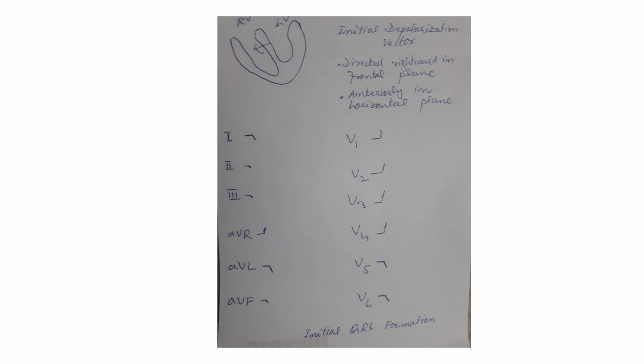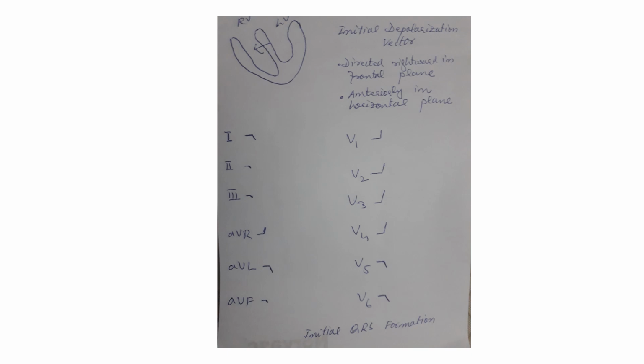Here we will discuss the formation of a normal QRS complex due to depolarization of the ventricles. In the initial phase of depolarization of the ventricles, the first part to depolarize is the right side of interventricular septum. So the initial depolarization vector is directed rightward in frontal plane and anteriorly in horizontal plane.